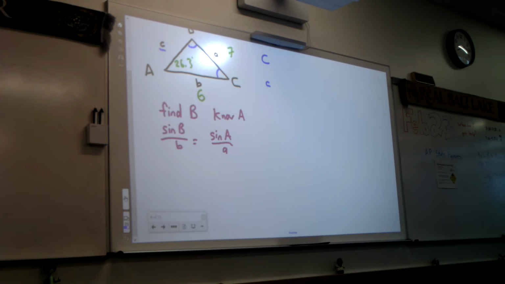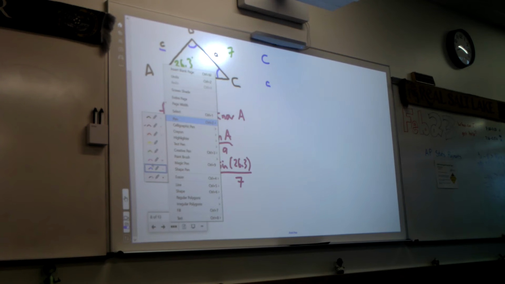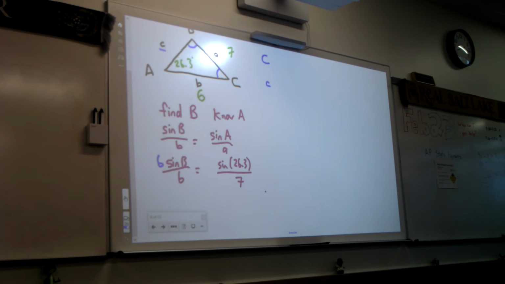Alright, and then Adam, I want you to fill in for us what are the things that we know. Let's rewrite it now, but with the things that we know. Alright, so let's do that. So I'm going to do sine of B, because we don't know that, over 6 is equal to sine of 26.3 over 7. Alright, good job. So we just substituted in there what we knew. Now, let's solve for B. First off, it's being divided by 6. So just like last time, what should I do? Let's multiply by 6 on both sides.